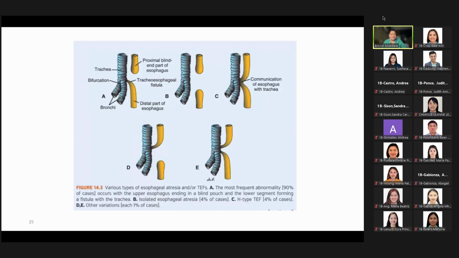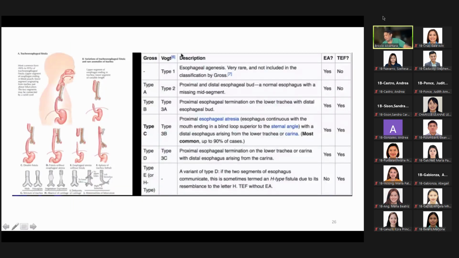So this is a tracheoesophageal fistula, class, and it is the most frequent abnormality, with 90% of cases occurring with the upper esophagus ending in a blind pouch. So this is now your tracheoesophageal fistula. And depending on the type, you have this. So the type 1, type 2, type 3A, 3B, and 3C.